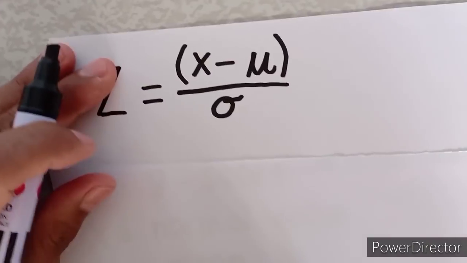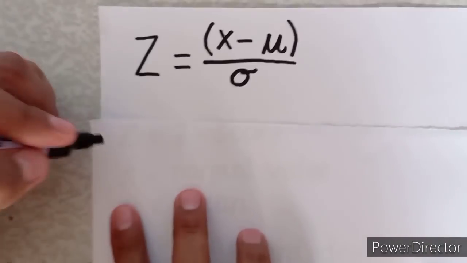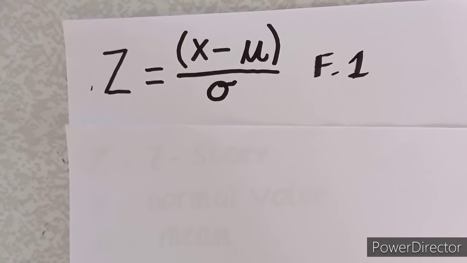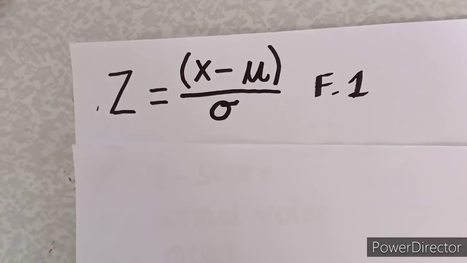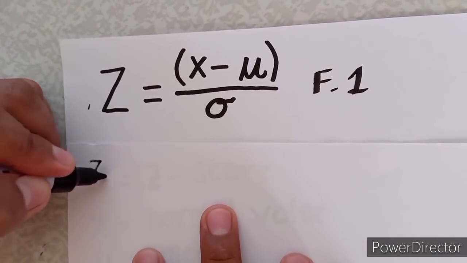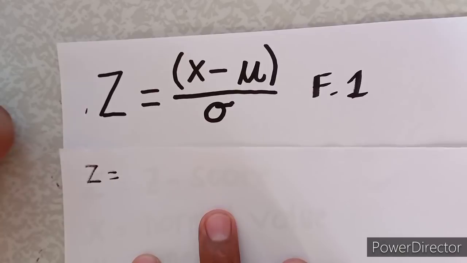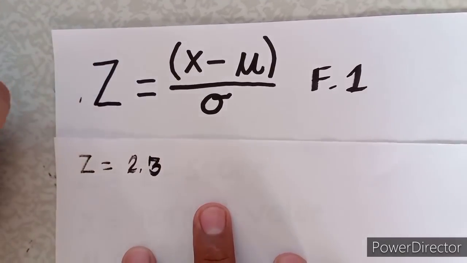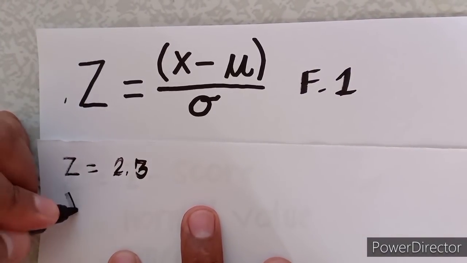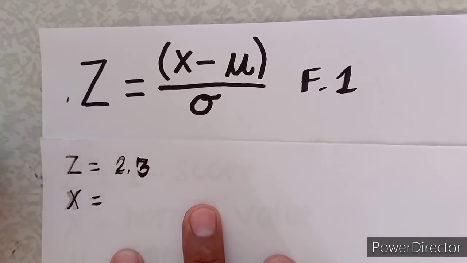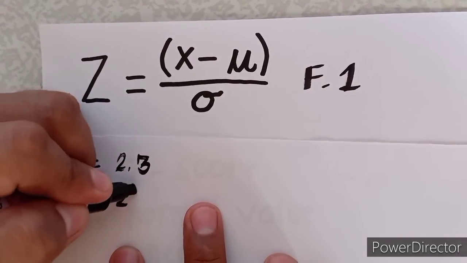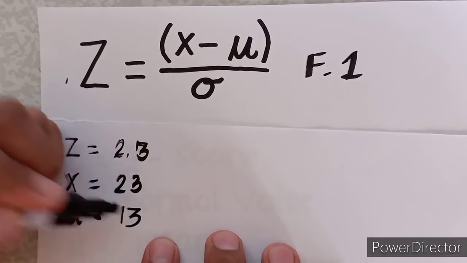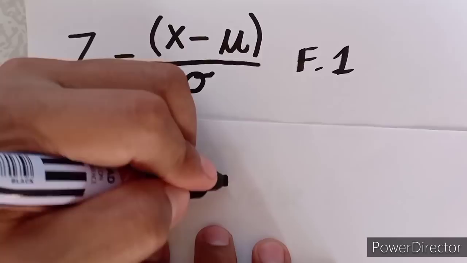Let's say for example, will you please give me an example, Molina, wherein dapat ang hinahanap natin is standard deviation? For instance, we have Z is equal to, hindi siya dapat tataas kay 3, so that is 2.3. Actually, pwede namang positive or negative to, basta hindi tataas kay 3. Next, we have X, which is 23. And mean is equal to what? 13. So, ang nawawala natin is standard deviation.